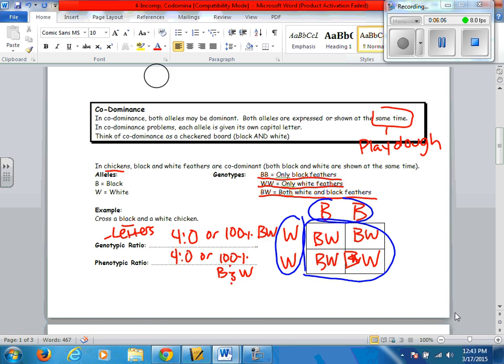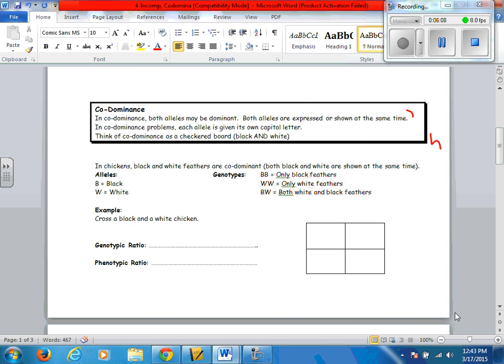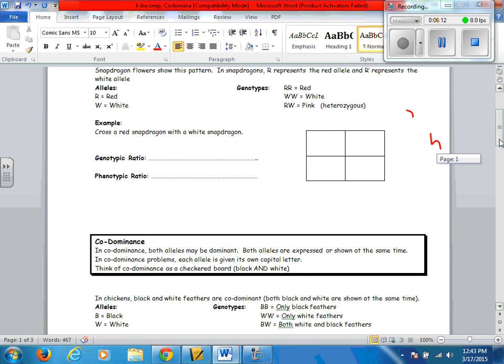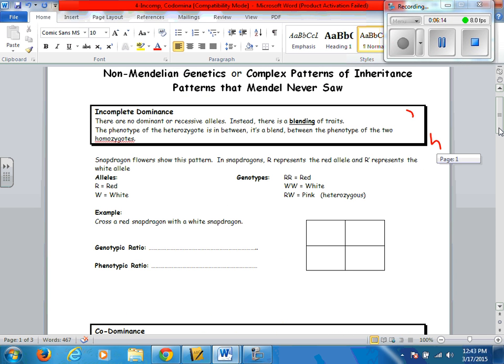So two scenarios here. I'm going to erase this one more time. We have codominance, which is like Play-Doh, and we have incomplete dominance, which is like paint. So please do the practice problems and see Mr. Matthews with any questions.